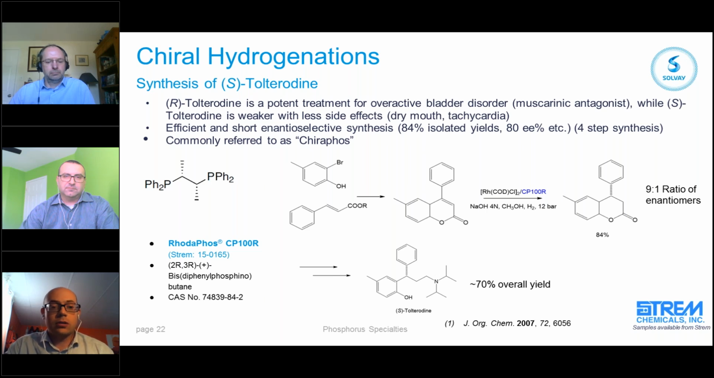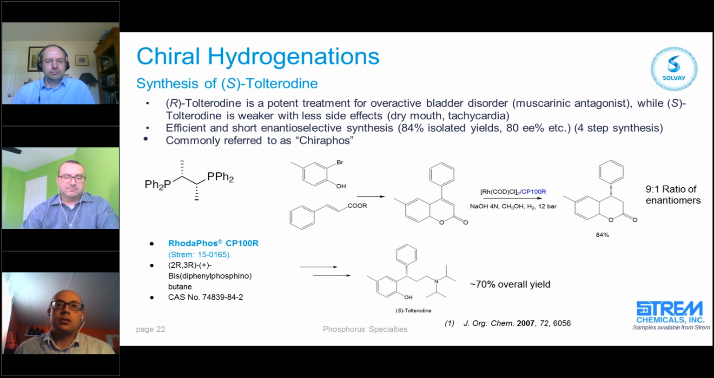This ligand is also used in chiral hydrogenations, which is obviously a very large area for pharmaceuticals. The example I'm going to focus on here is around tolterodine, which is a treatment for overactive bladder disorder. And in this case, both isomers are active, but the R isomer is much more active and has more side effects, and so it's used in more extreme cases than the S isomer. So it's key to be able to synthesize these separately from one another.